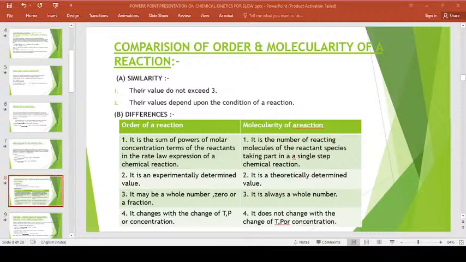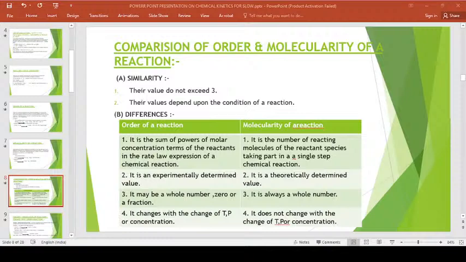This reaction contains two reactant molecules, but the rate depends only on the concentration of cane sugar. The second example is hydrolysis of methyl acetate. This is methyl acetate, CH3COOCH3, plus water. When you do hydrolysis, it gives acetic acid, CH3COOH, plus methanol.